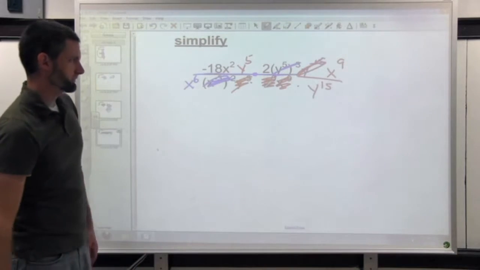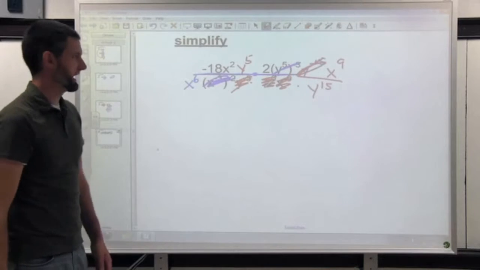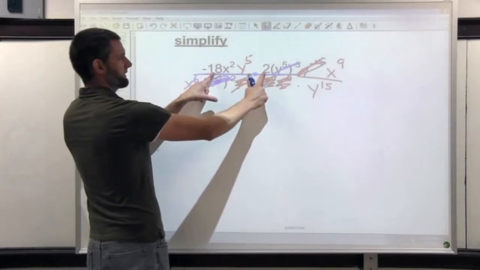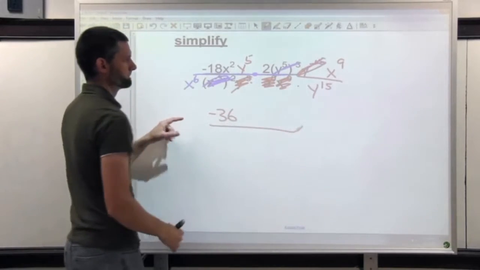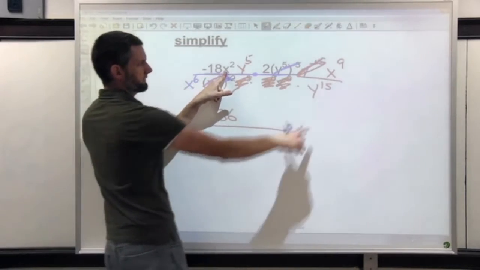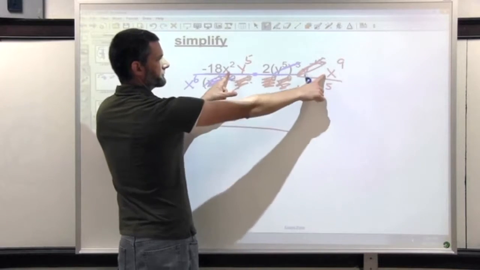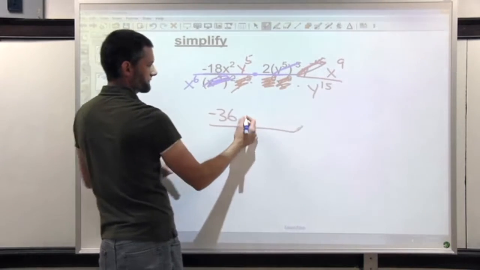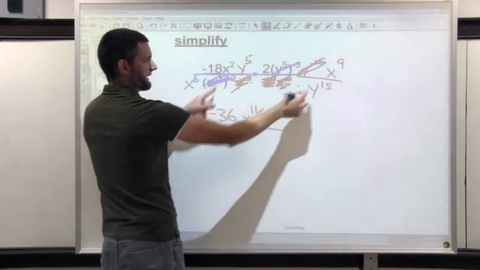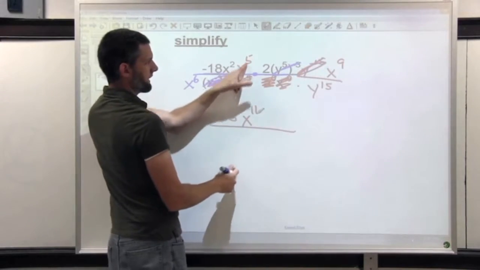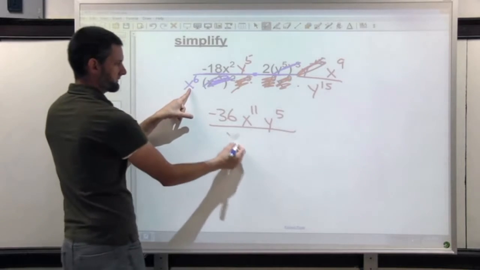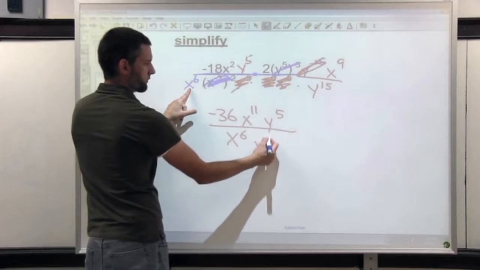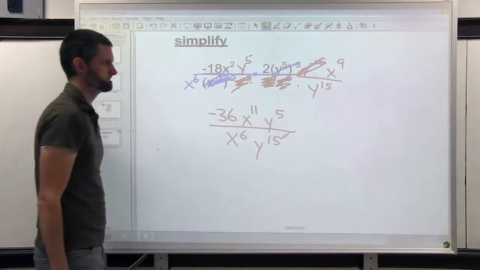Now let's go ahead and try to put together all this big mess of stuff that we have. On the top, I have a negative 18 times a 2, that's negative 36. I have an x to the 2 and an x to the 9, and they're multiplied, so I add the exponents. 9 and 2 is 11. I have a y to the 5 on the top. On the bottom, I have an x to the 6 and a y to the 15.